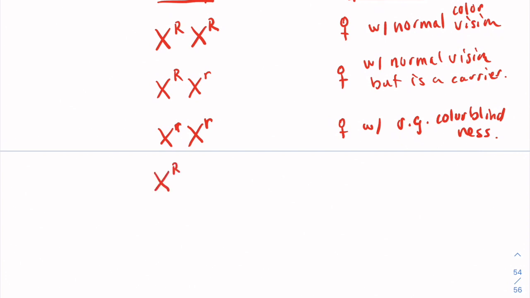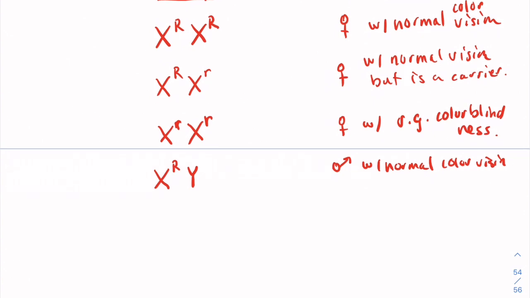We could have a male with a dominant allele on his X chromosome. And you can't put any R's on that Y. Do not put R's or any alleles on that Y chromosome because it doesn't exist on the Y chromosome. So this is a male with what kind of vision? You got it. With normal color vision.